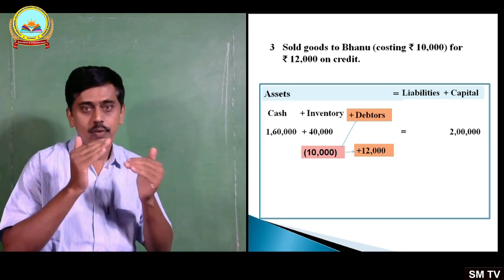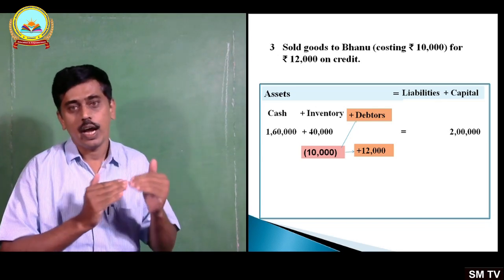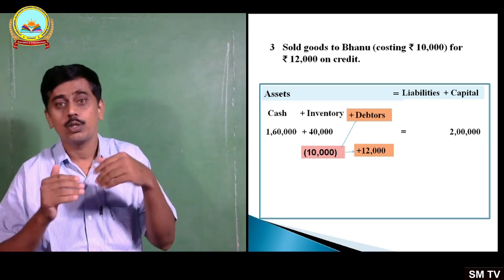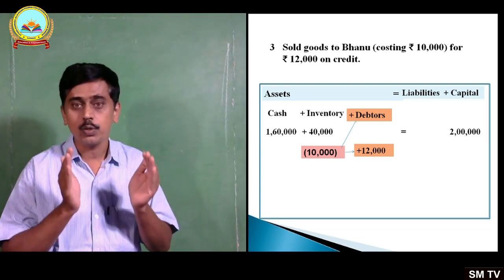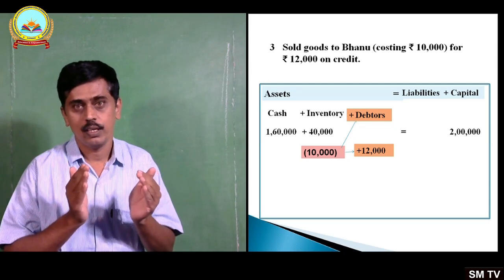10,000 rupees inventory reduced and debtors 12,000 rupees. What is the difference? Difference is 2,000. You know that, what is that 2,000?